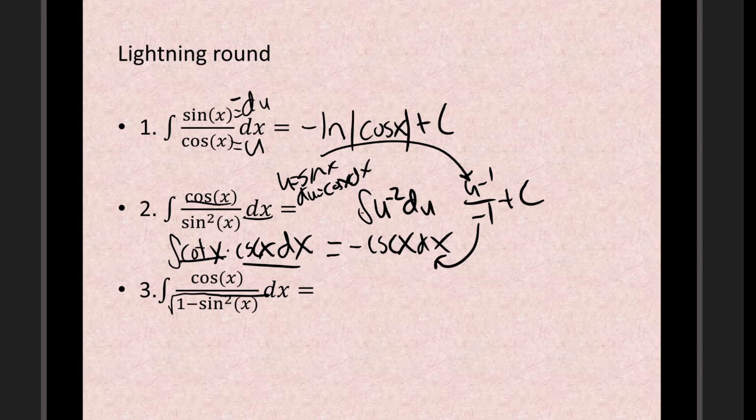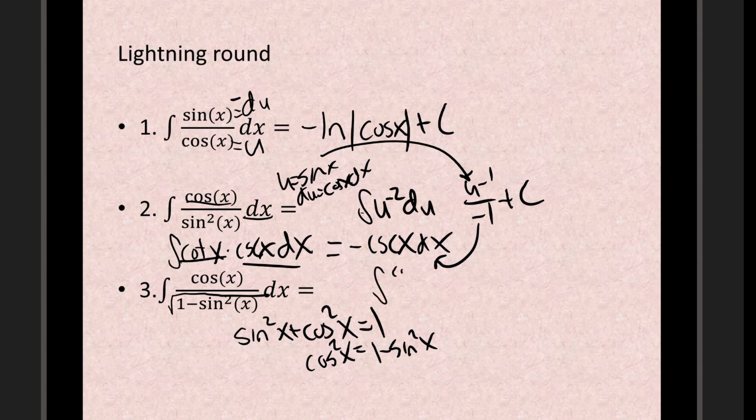There are a few different ways to do this next one also. Let's see if you like my preferred way. You may know sine squared x plus cosine squared x equals 1. If you know this, you know that 1 minus sine squared x equals cosine squared x. Which means this problem could be rewritten as cosine of x over square root of cosine squared x. Which means this is the integral of 1. So it's just x plus c.